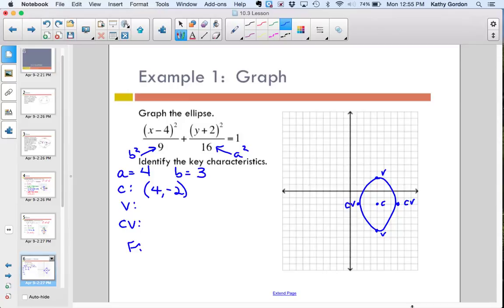As far as identifying my vertices and co-vertices, where are my vertices now? (4, 2) and (4, -6).